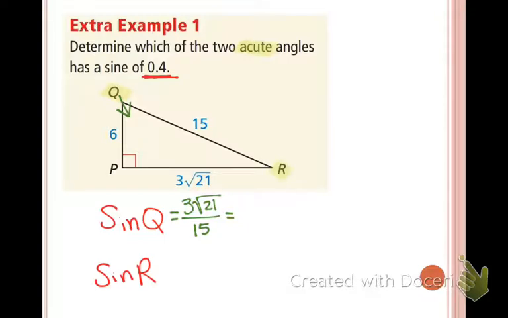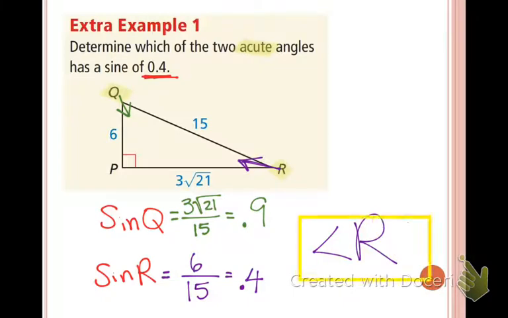So what do we get? 0.9. Okay, so that one doesn't equal. So then let's see about sine of R. From R, what would my opposite be? 6, and then my hypotenuse is still 15. So what is this as a decimal? 0.4. So which one of these angles has sine of 0.4? Angle R. So your answer would just be angle R.